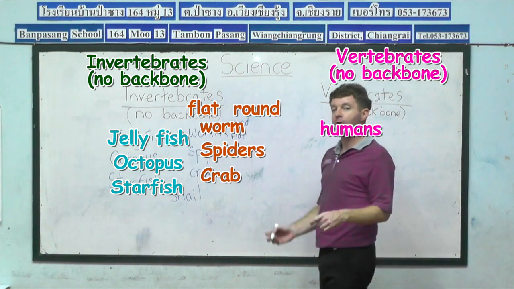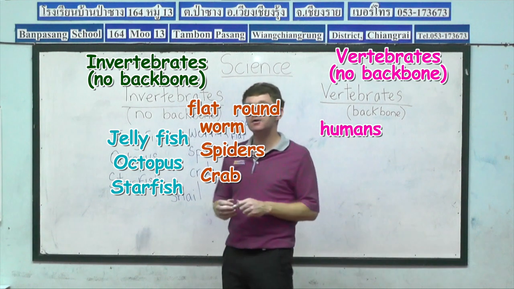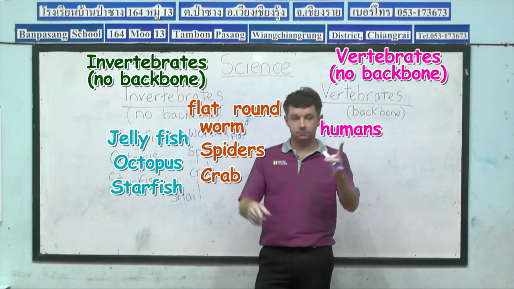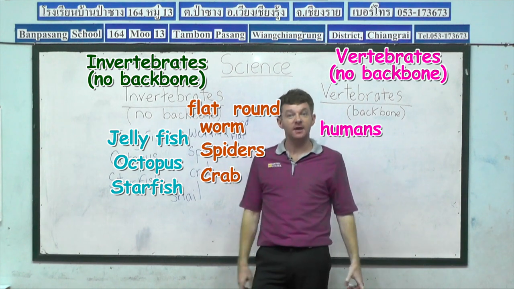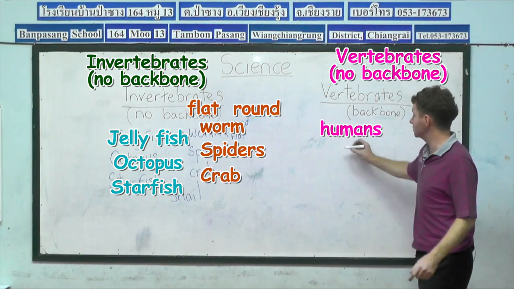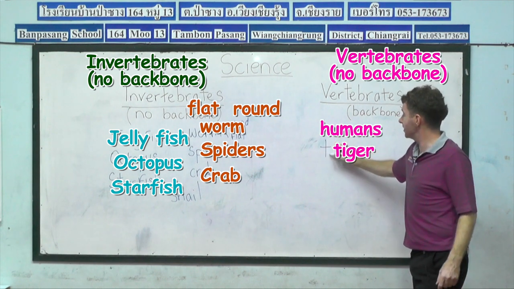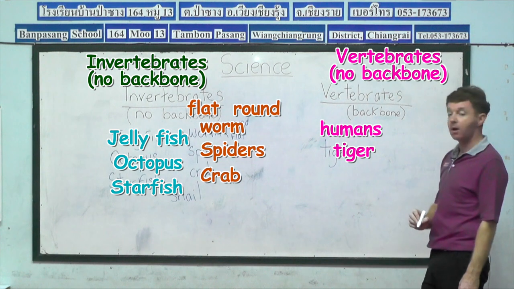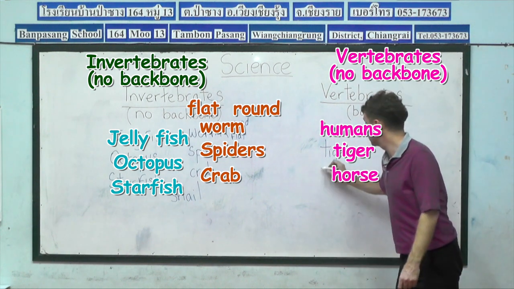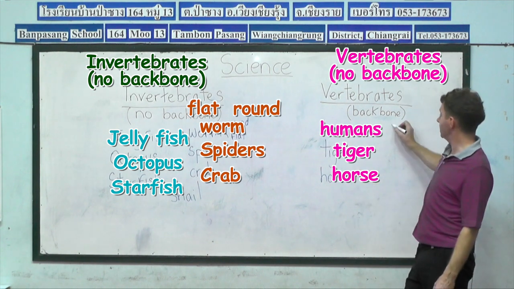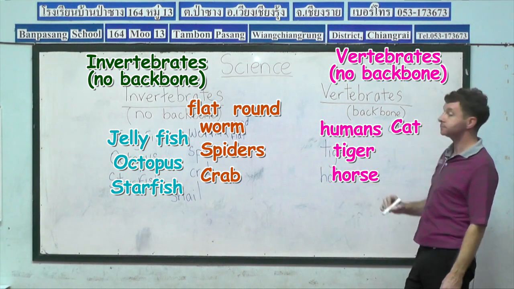So a good example of vertebrates are us, humans. Now let's think for a couple of minutes. Who can give any other examples of what they think are vertebrates? Cat, tiger, yes. A tiger is a big cat, and also horse. A tiger, T-I-G-E-R. Horse, H-O-R-S-E. And then we'll have cat too. Lion.